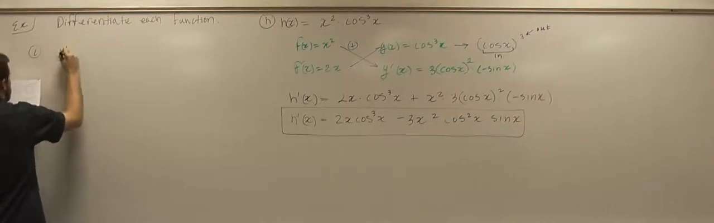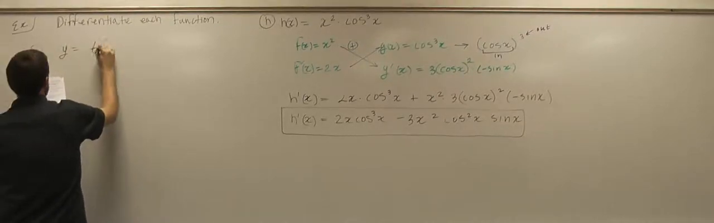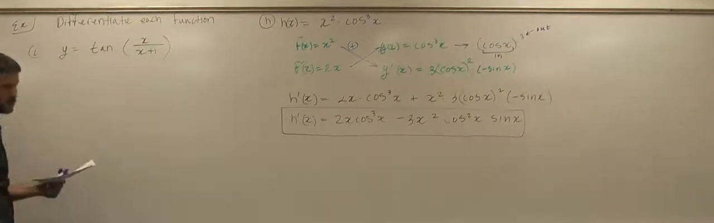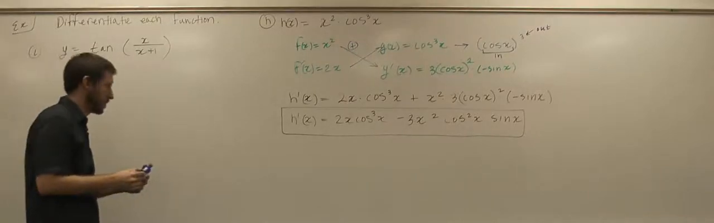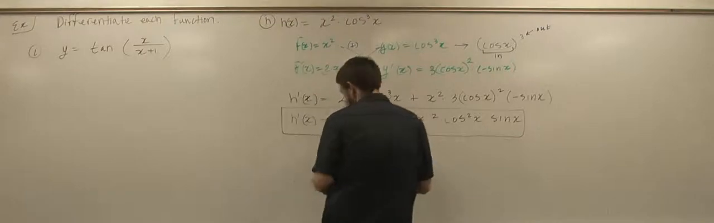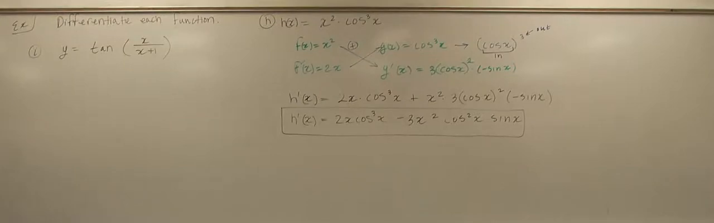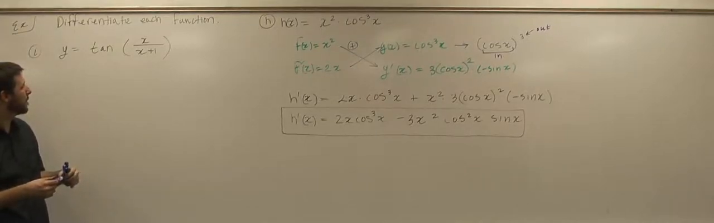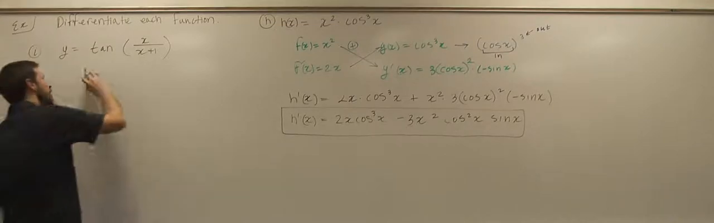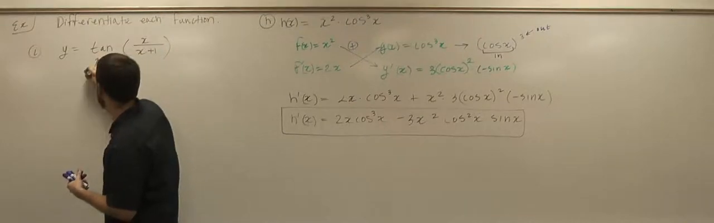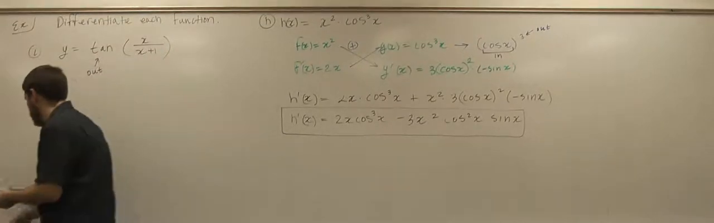Tangent y equals tangent of x over x plus 1. So what do you think? Secant squared, right? Yeah, so I would do chain rule first because this quotient is inside. So I have an outside function and an inside function.